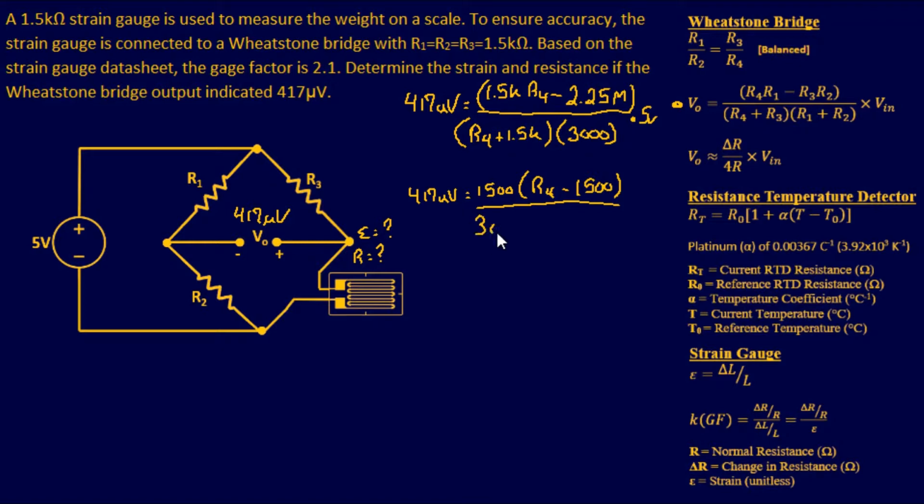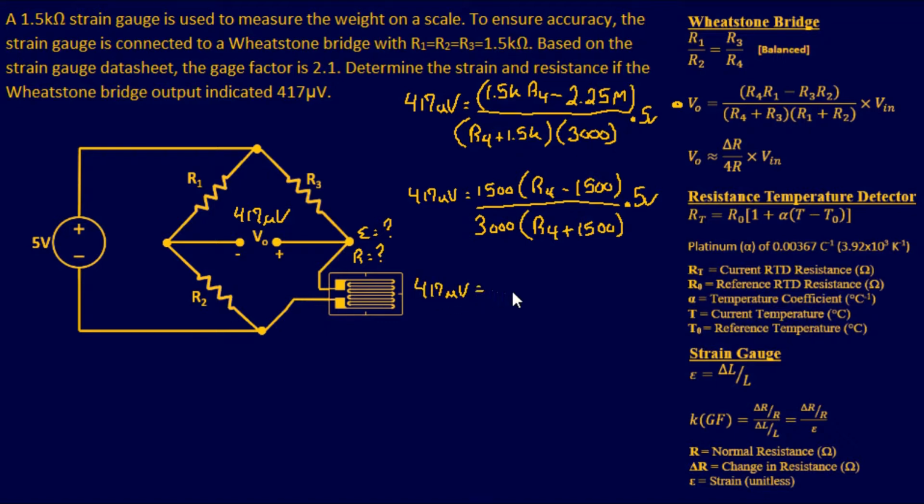And I'm going to put our 3,000 right here instead, just to make it easy for us to follow. And then R4 plus 1,500. And then we have times 5 volts. So that was actually pretty easy to follow. And what I'm going to do is get rid of 1,500 divided by 3,000. Well, you can do that in your head. That's going to be half.